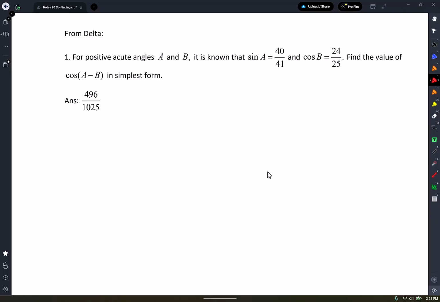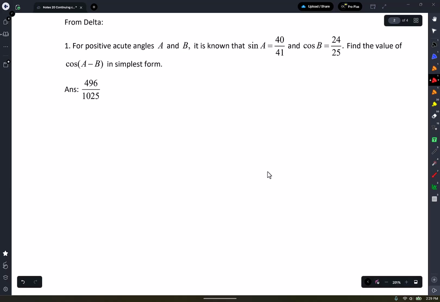All right, you guys ready? For positive acute angles A and B, it is known that sine A is 40 over 41 and cosine B is 24 over 25. Find the value of cosine A minus B in simplest form. And I put there what the answer is so we can know if we're doing it right or not.